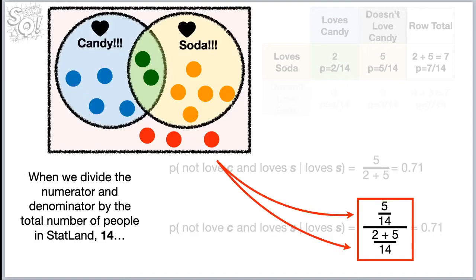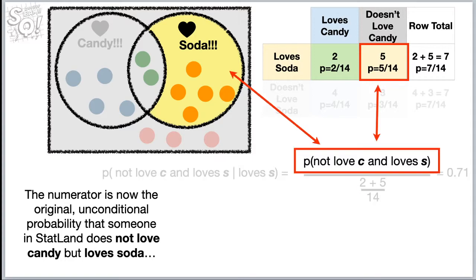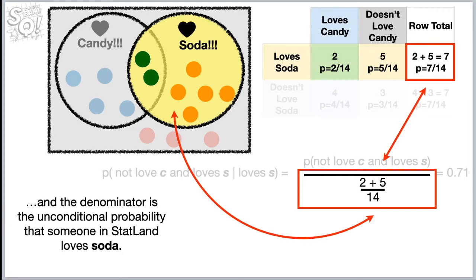When we divide the numerator and the denominator by the total people in Statland, 14, the numerator is now the original unconditional probability that someone in Statland does not love candy but loves soda. So we're going to move that up and place it with that probability statement. So we've got the probability that someone does not love candy and they love soda. Bam.